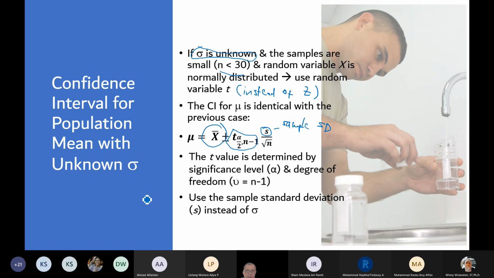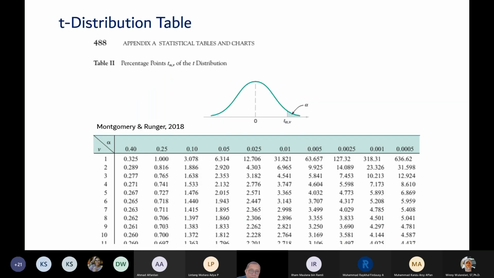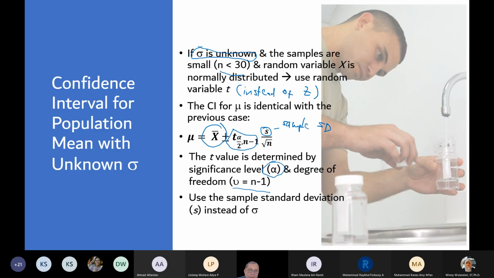Now the t value is determined by alpha and degree of freedom, which in this case is equal to sample size minus 1. Any questions here for now? If not, I will move on to the next page, which will tell you how to read the t table.